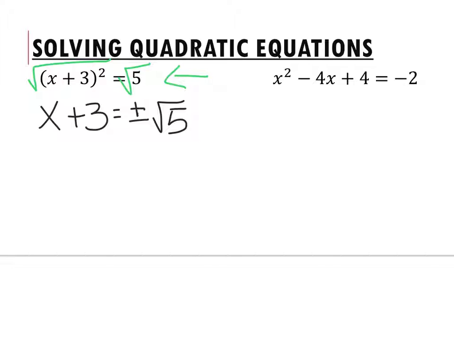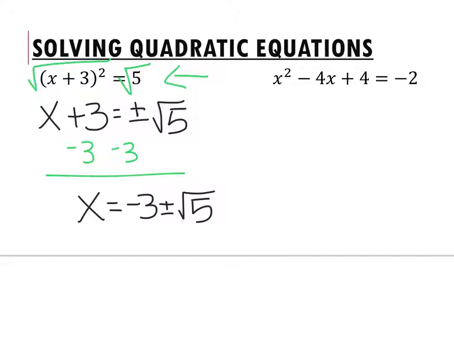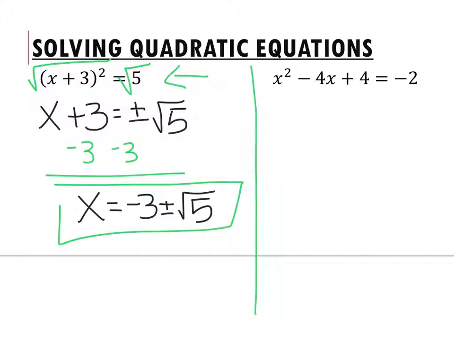X is almost by itself. All we have to do is subtract 3 from both sides. We can't actually subtract 3 from a radical, so all you do is write -3 plus or minus the square root of 5. And those are actually just your two answers right here, which is so nice. Makes it easy.